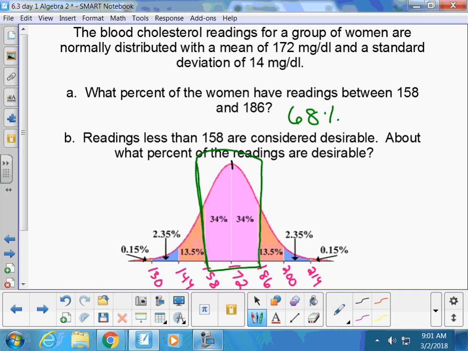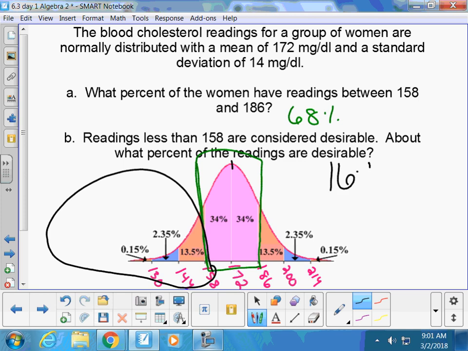The next question says, readings less than 158 are considered desirable. What percentage of readings are desirable? So we're going to look at the area under the curve in this space. Readings less than 158 would be right about here where I'm circling in black. So you want to add up the percentages in those areas. So we have 0.15 that we will add together with 2.35 that we will add together with 13.5. So it's 16%. 16% of women would be in that desirable area.